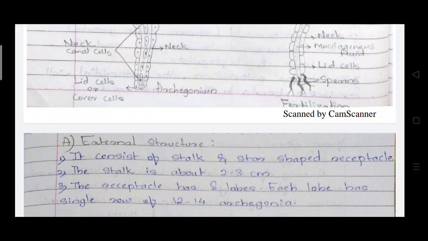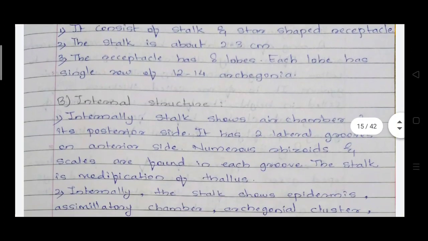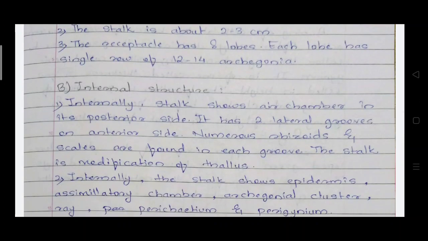So the stalk is 2 to 3 centimeters long, and the receptacle has 8 lobes. Each lobe has a single row of 12 to 14 Archegonia. The star-shaped receptacle has 8 lobes, and in each lobe 12 to 14 Archegonia are produced.